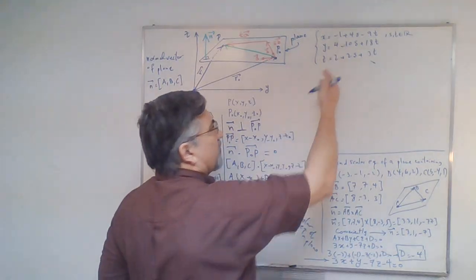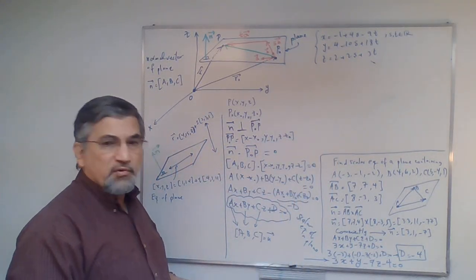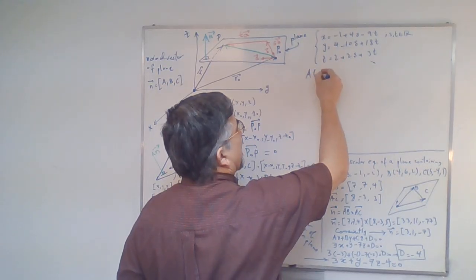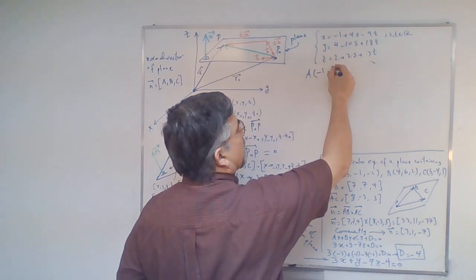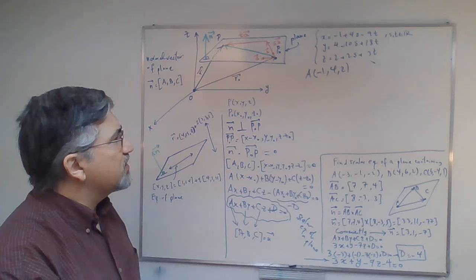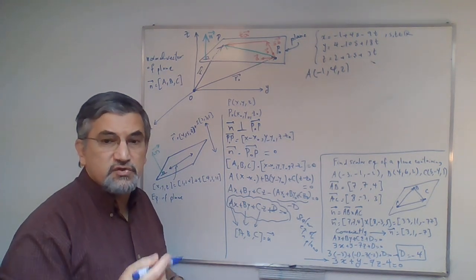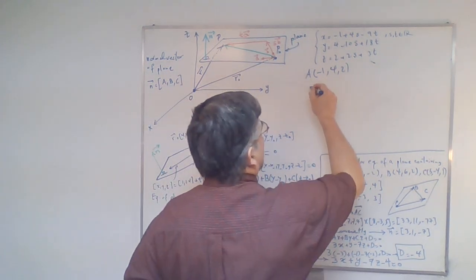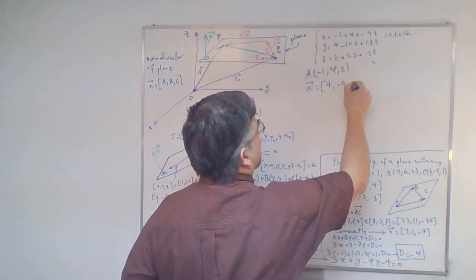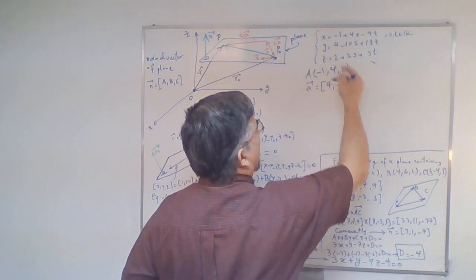First of all, we can select a point on this plane, and that point could be point A with coordinates of -1, 4, and 2. Okay, and then we can select the two direction vectors. I could call them a vector a. Components could be 4, -10, 2. Okay.